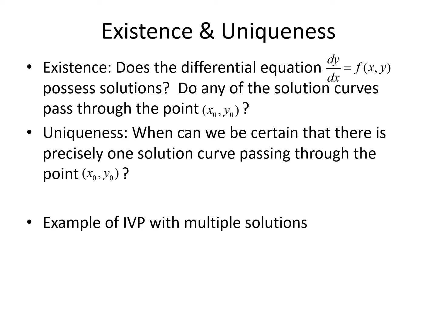So for example, here's an initial value problem that would result in multiple solutions. We have x y prime equals 2y with the initial condition y of 0 equals 0. If we go through the process of solving this, we'd find the solutions are y equals 0 and y equals x squared. You can plug both of these into the differential equation and see that they both satisfy the differential equation, and they both satisfy the initial condition. So there are two solutions to this initial value problem.